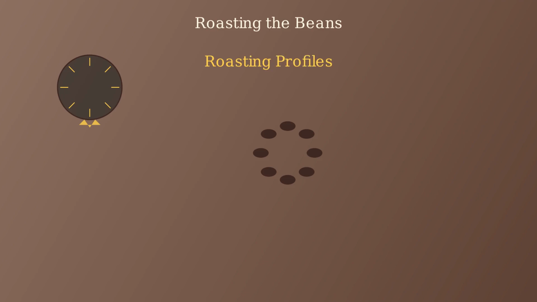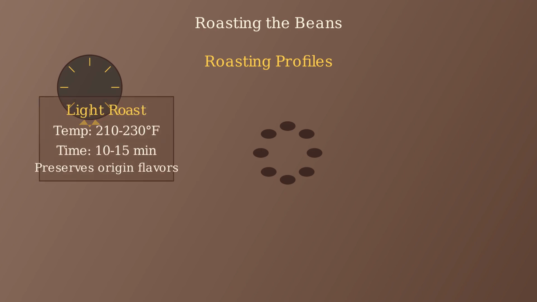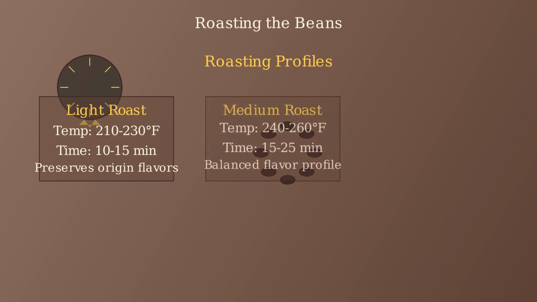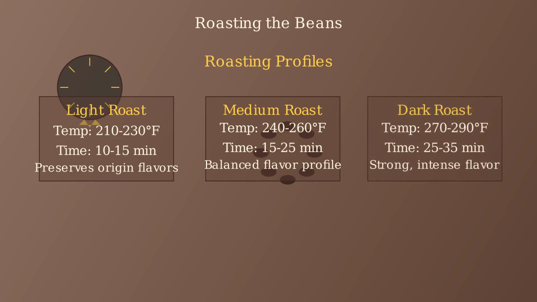Different roasting profiles are used depending on the bean origin and desired flavor characteristics. Light roasts at lower temperatures preserve the original flavors of the beans, highlighting their unique characteristics. Medium roasts create a balanced flavor profile that most people associate with chocolate. Dark roasts develop intense, robust flavors that work well in certain chocolate products.